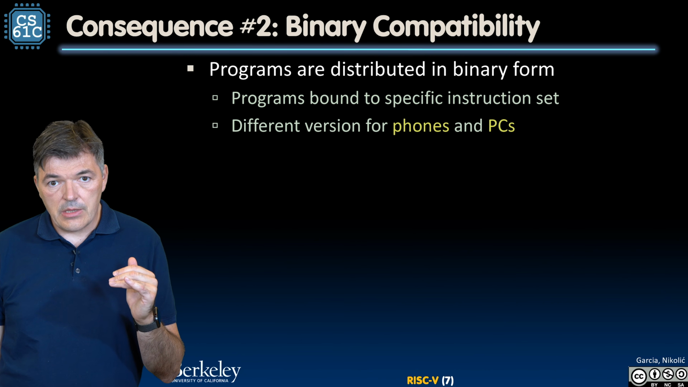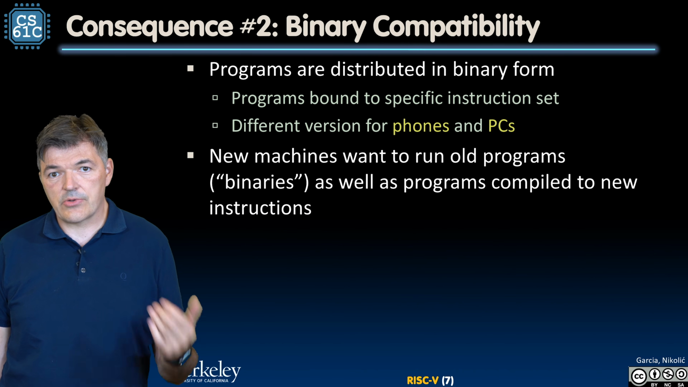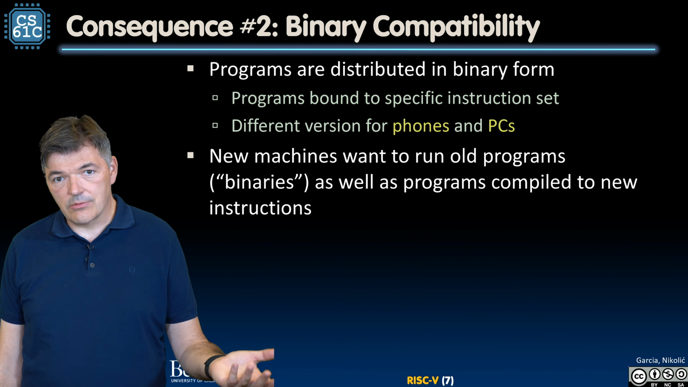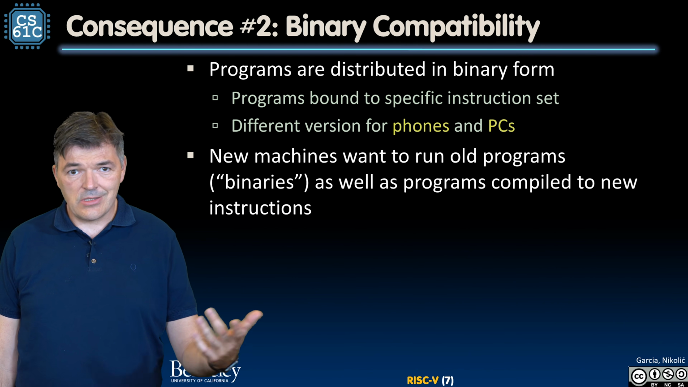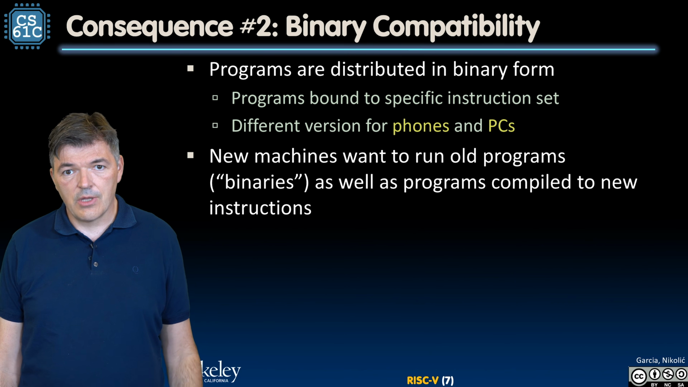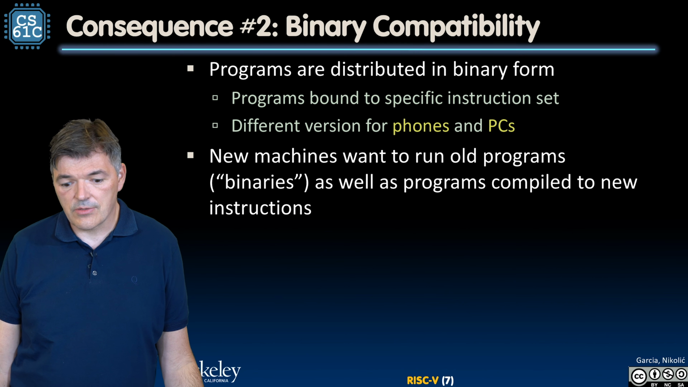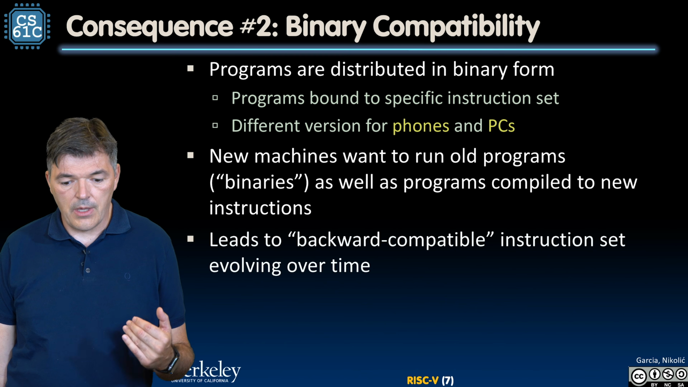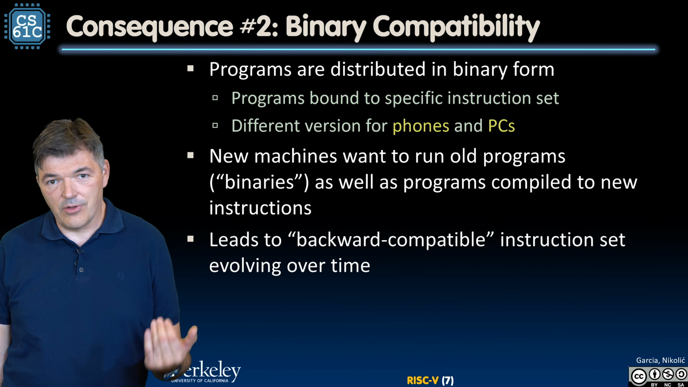So the other concept that is very important is that we want machines to always run old programs. For example, when we upgrade an iPhone from iPhone 10 to iPhone 11, we don't want to get all new applications, and developers do not want to develop all new applications every time a new phone is issued. We don't have to have all these different versions of binaries for different versions of the phones. So we have to be backwards compatible. And that also leads to a backward compatible instruction set evolving over time.